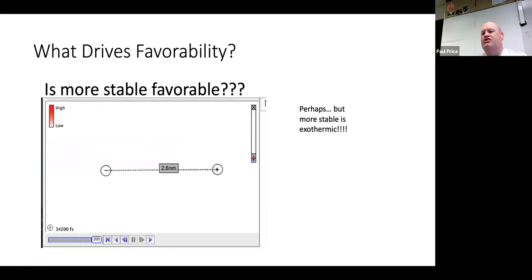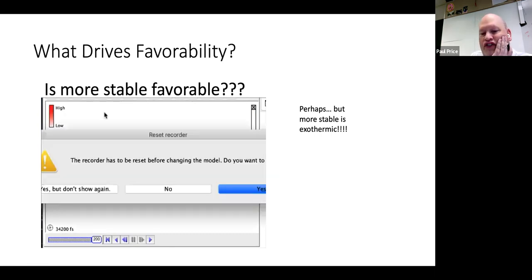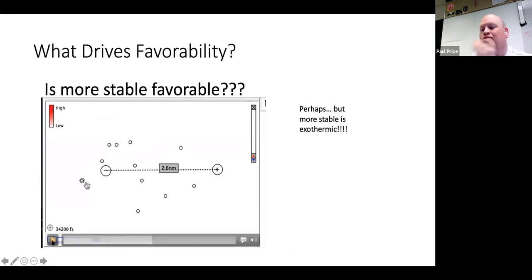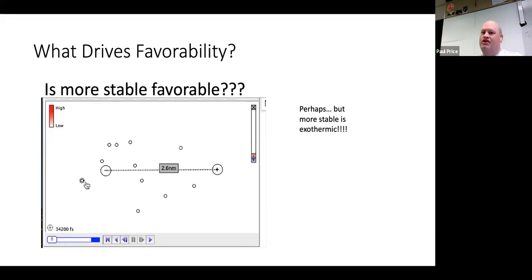We need to get these particles to slow down so that they can feel the attraction for one another, but not have so much velocity that they bounce off. So what I'm going to do is exactly the same reaction. But right now, as you can see in the video, I'm adding some molecules or some particles around the two that want to bond here.